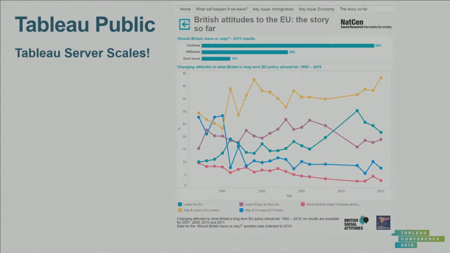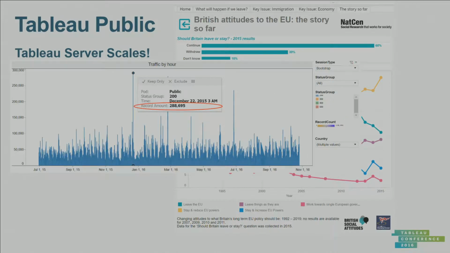So, if I was running Tableau Server, we're going to talk about how it scales. In December 2015, the Daily Mail in the UK published this on their website. A link to this on their website is from NatCen, a research agency focused on social media research, and they published the attitudes towards Brexit embedded in the Daily Mail website, and we saw a lot of traffic.